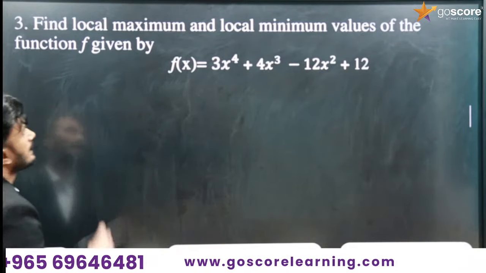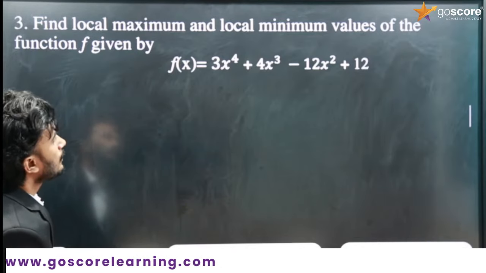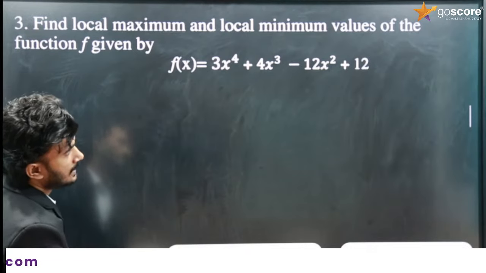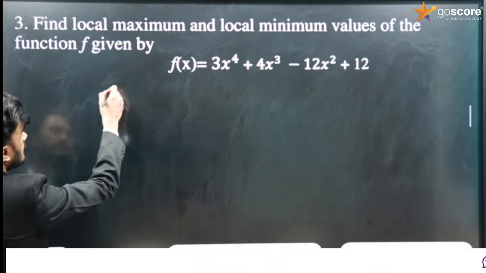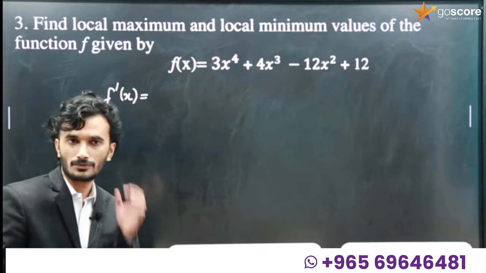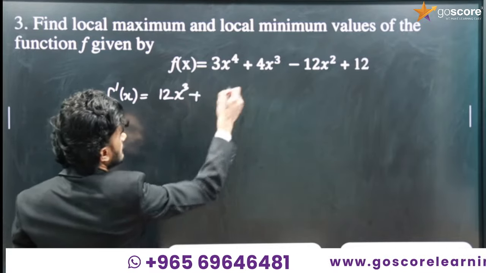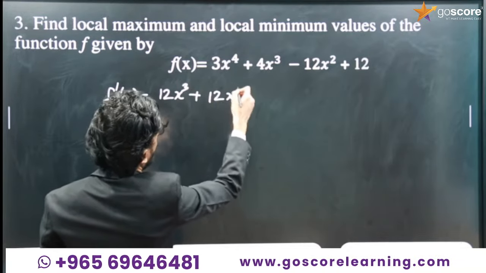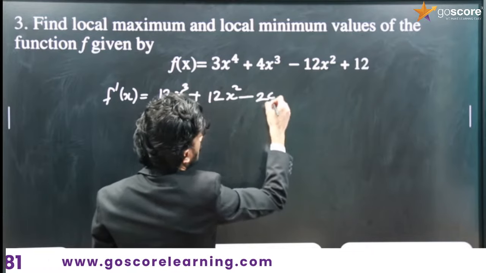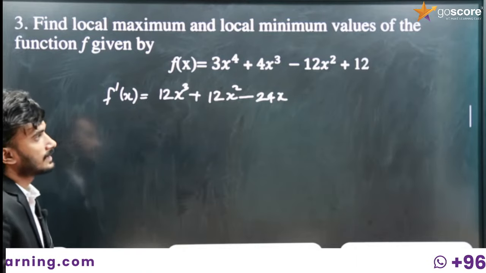Find the local maximum and local minimum values of the function f given by f of x is equal to 3x raised to 4 plus 4x cube minus 12x square plus 12. So first we will find f dash of x. What is f dash of x? 4 into 3, 12x cube, plus 4 into 3, 12x square, then minus 12 into 2, 24x. So first we will find the critical points.